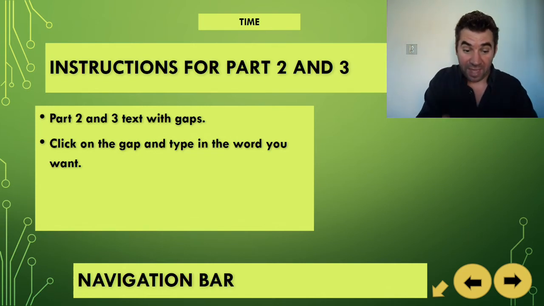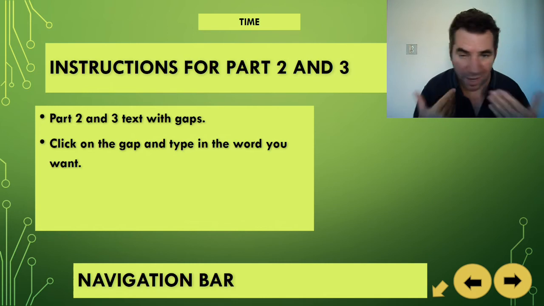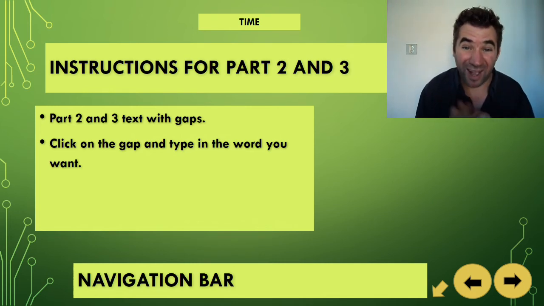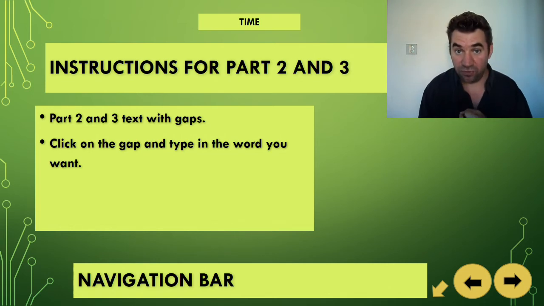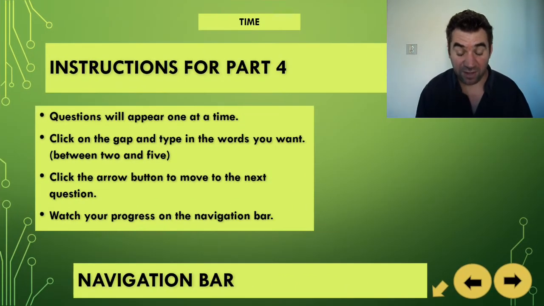What you're going to have is the text with the gaps, and all you've got to do is click on the gap and you actually type in your answer, whatever it may be. Okay, and that goes for part two and part three of the use. Really, really straightforward, exactly as you would expect. Great stuff from Cambridge, great stuff.